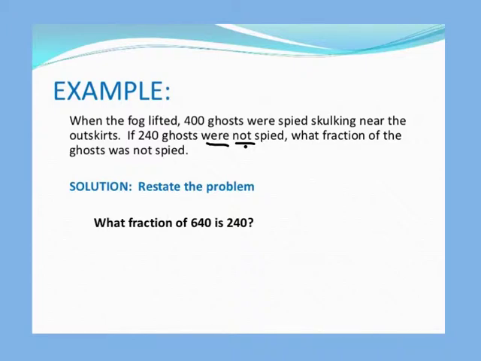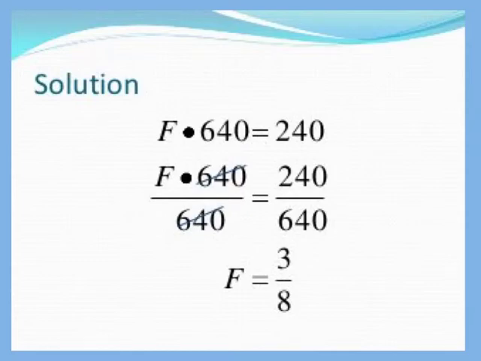So we would set that up. We would restate the problem by saying, what fraction of 640? Why 640? Well, we know there were 400 spied and 240 not spied, for a total of 640. What fraction of 640 is 240? Because 240 represents the ones not spied. So we put it in an equation: what fraction of 640 is 240?